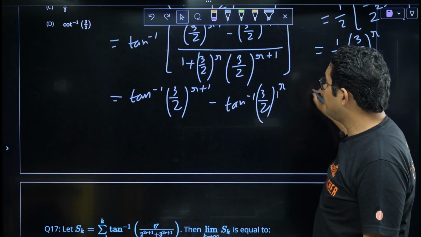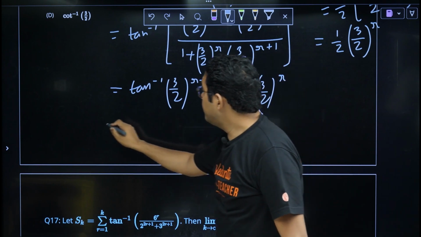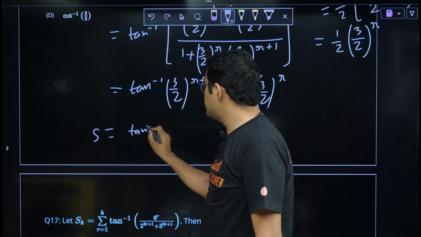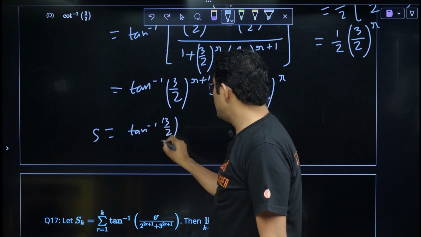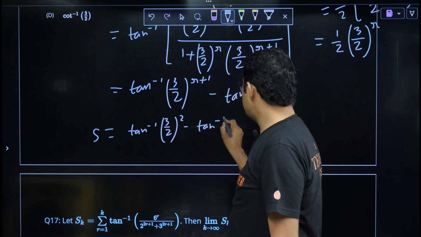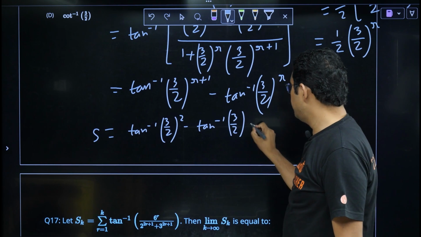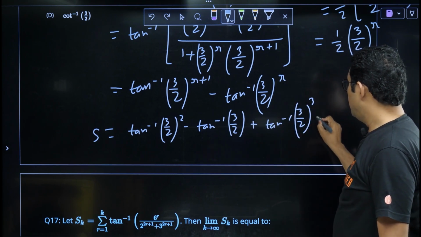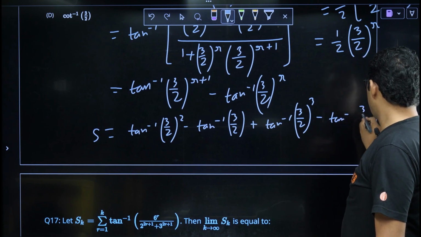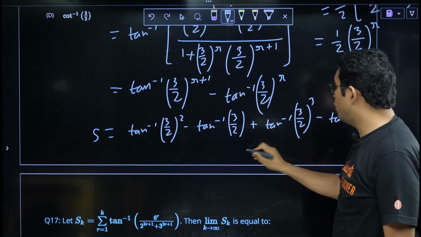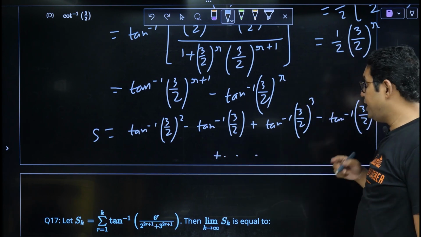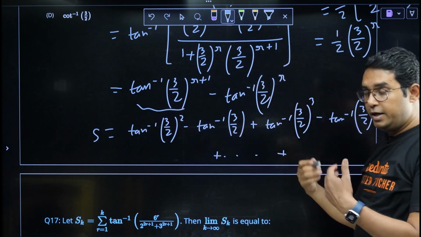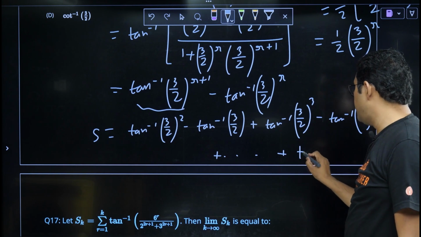So if I start putting these values, my summation S would be, for the first value r equal to 1, tan inverse 3 upon 2 whole square minus tan inverse 3 upon 2, the first term. Then tan inverse 3 upon 2 whole power 3 minus tan inverse 3 upon 2 whole power 2 and so on. And this will go up to infinity. And when it is going up to infinity, you can think of this term going towards infinity, or maybe let us write infinity or k only here.